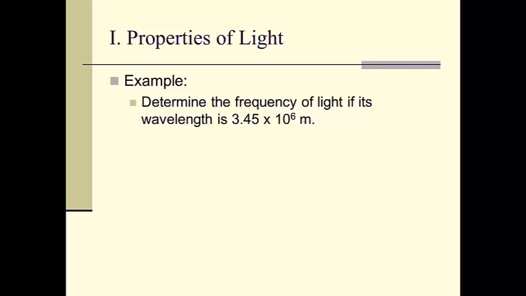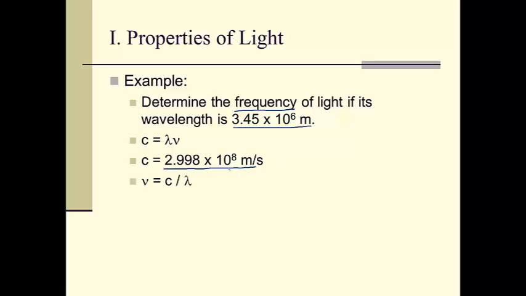So, what's the frequency of light if its wavelength is 3.45 times 10 to the 6 meters? Well, we use our formula and basic problem solving techniques again. Don't just plug numbers in, solve for the thing you're solving. Solve the equation for the variable that you want. So, frequency. c, you know, is 2.998 times 10 to the 8 meters per second. Rearrange the equation.